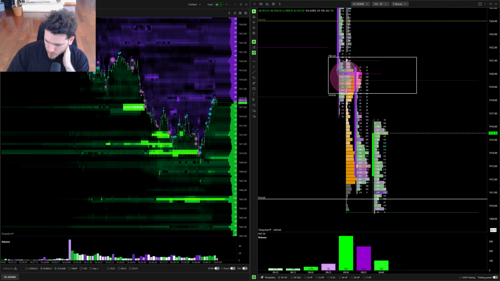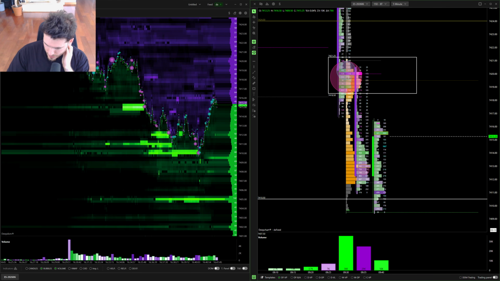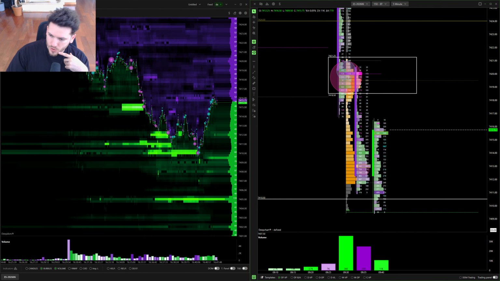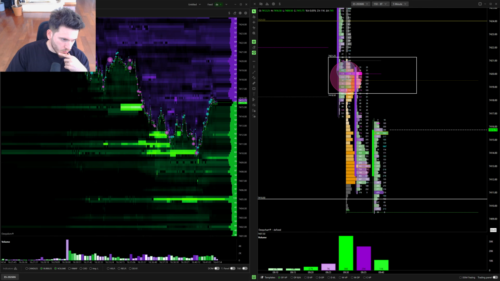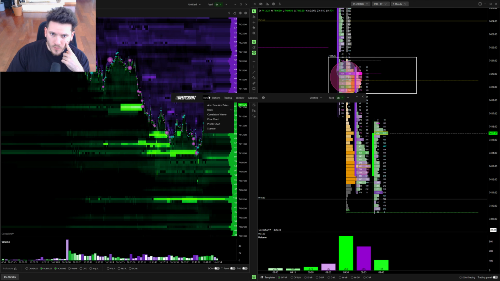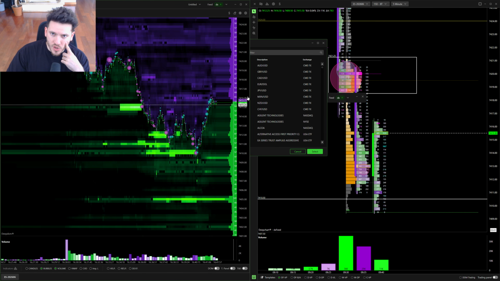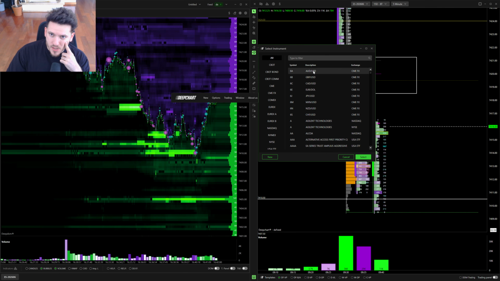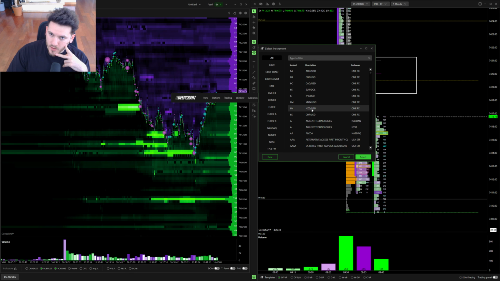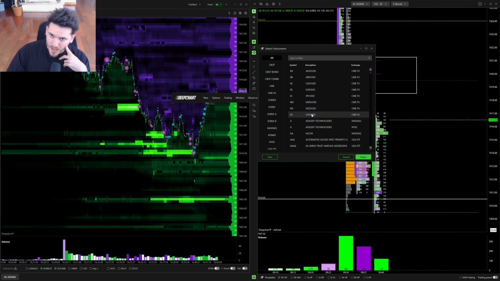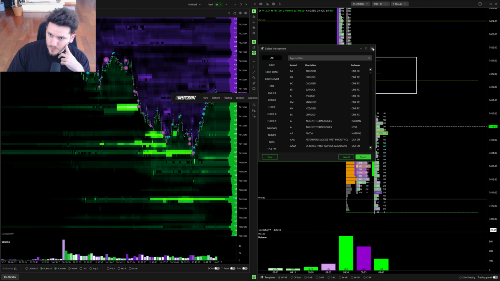Can Deep chart and Deepdom be used for Forex pairs too? Only for the classic futures of the CME. So for example, let me show you. I can go on new price chart and I have these Forex here: Aussie dollar, GBP, Canadian dollar, euro, Japanese yen, Mexican peso, New Zealand dollar, and Swiss franc.